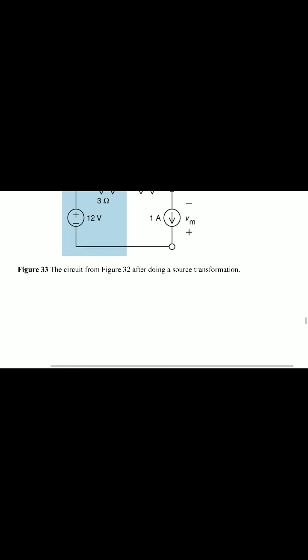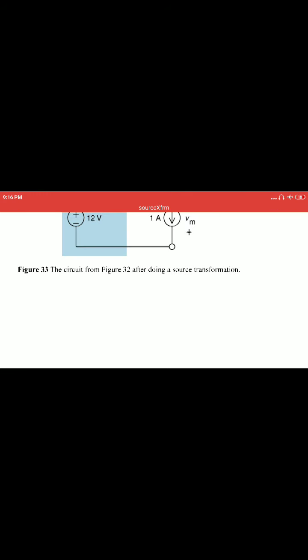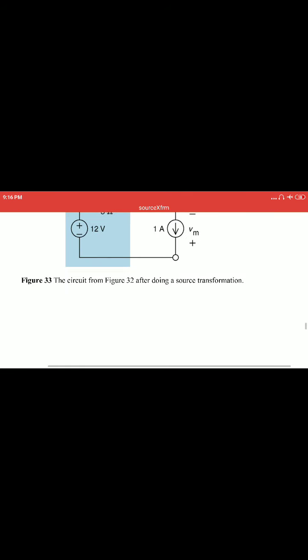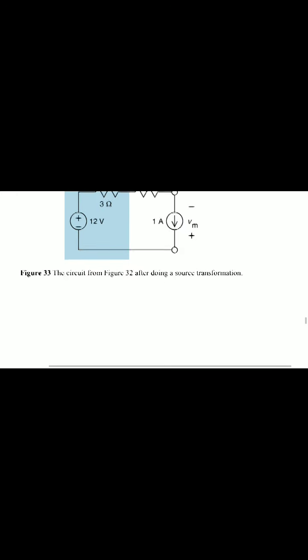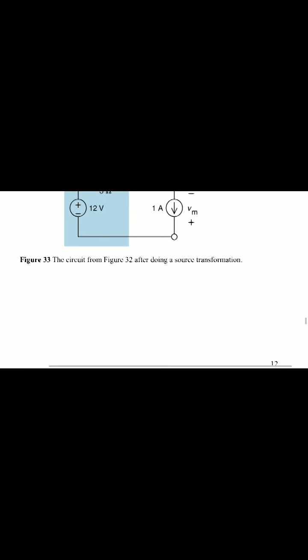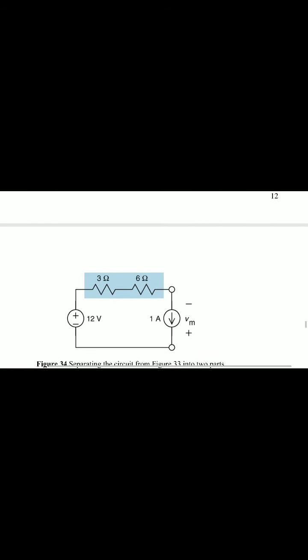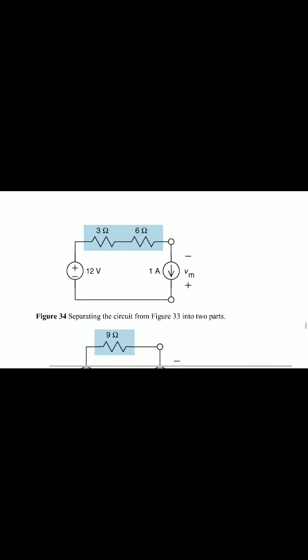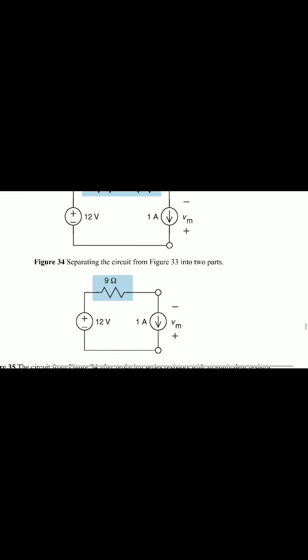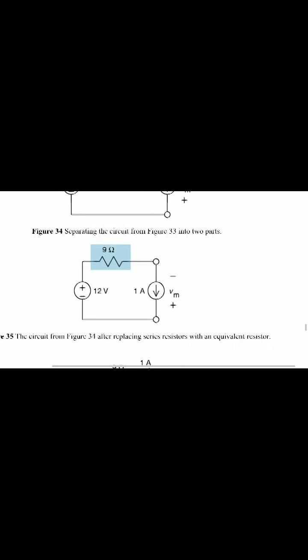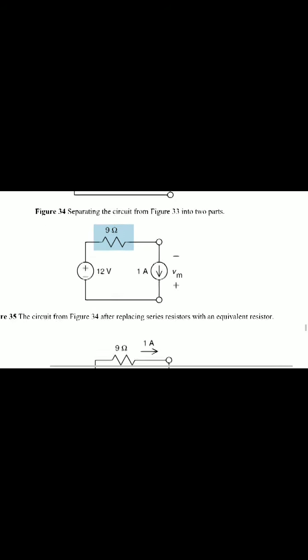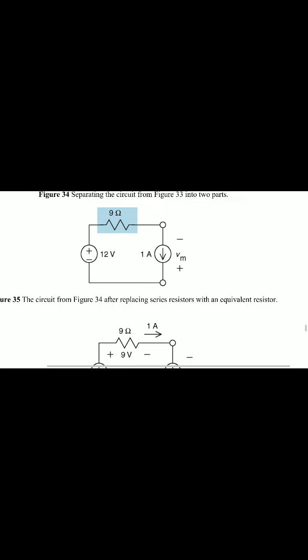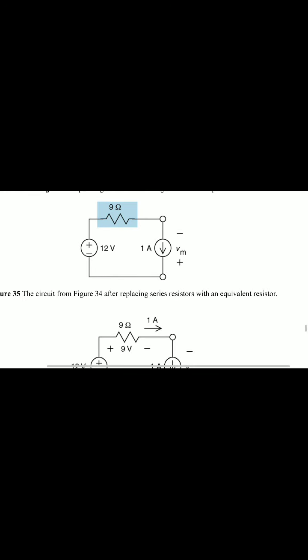The circuit from figure 32, after doing a source transformation. Here 12 volts, 3 and 6 are in series, separating the circuit from figure 33 into two parts. So 12 volts, 9 ohms and 1 amp. This is 12 volts and 9 ohms.